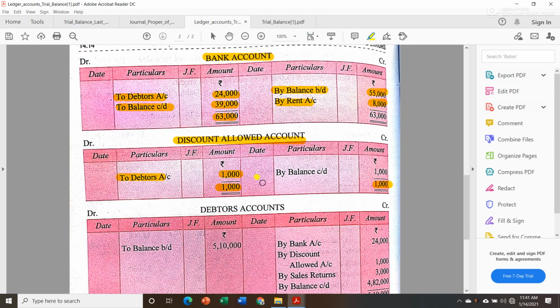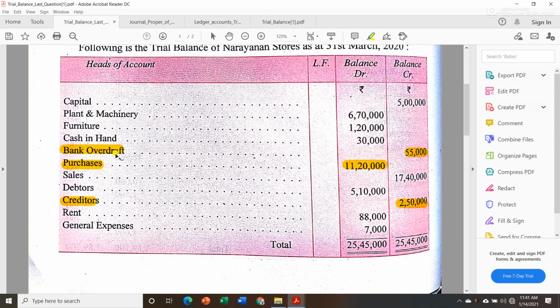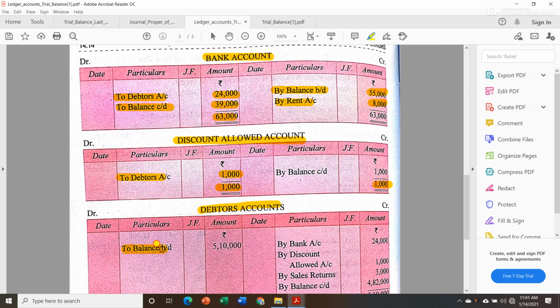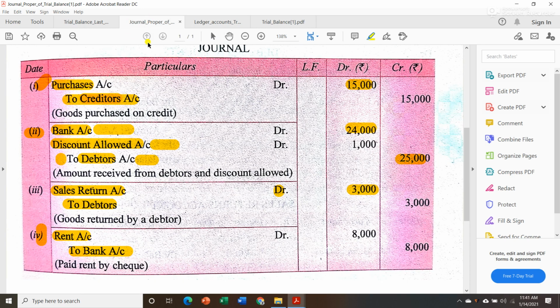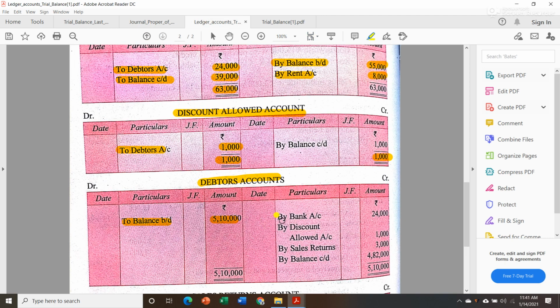Then next we have debtors account. So let us prepare debtors account. Now let's move to the trial balance of the question. Do we have any debtors? Yes, we have debtors showing a debit balance of 5,10,000. So on the debit side we will write the balance brought down 5,10,000. Now let us see the journal transaction. Debtors account we have by bank account, by discount allowed. So on the credit side we will write by bank account 24,000, by discount allowed account 1,000.